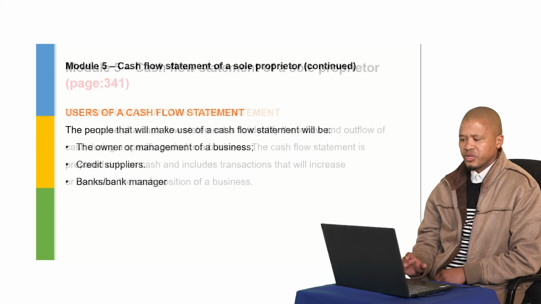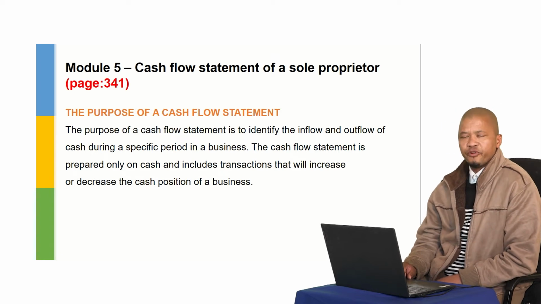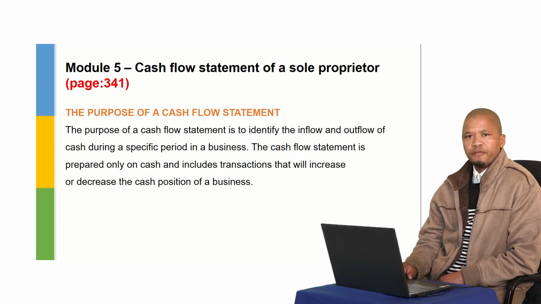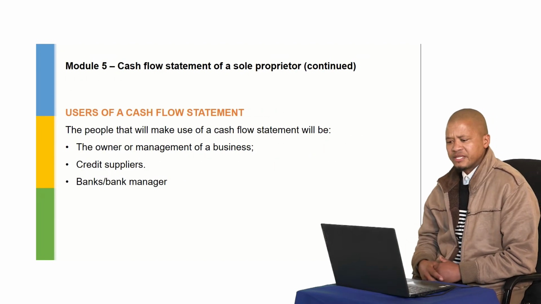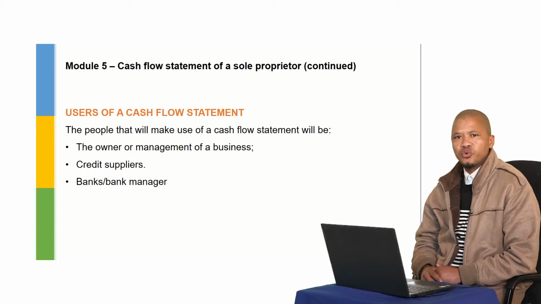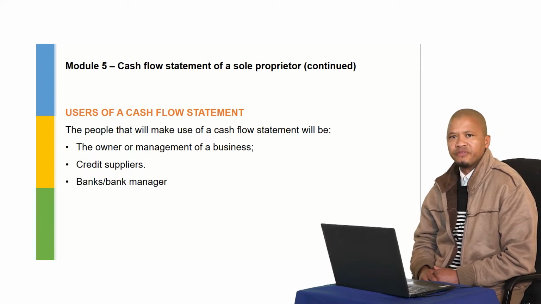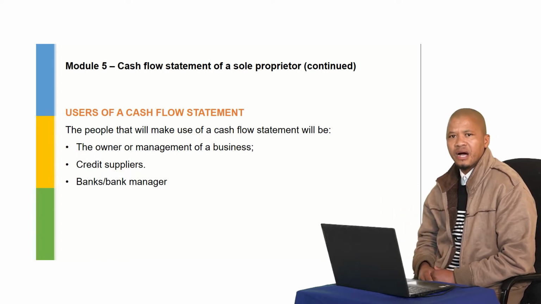Right, and when are we supposed to prepare this cash flow statement? We need to prepare it for the year ended, which is a period of 12 months. And what is the purpose of this cash flow statement? The purpose is that it determines the actual money that comes into the bank account of the business and the actual amount that goes out from the bank account.